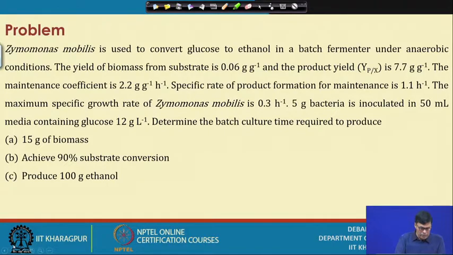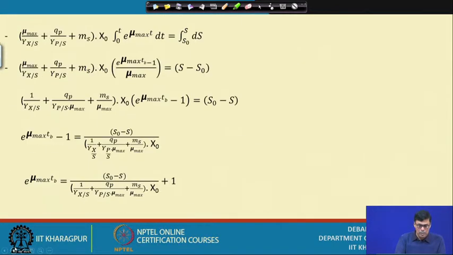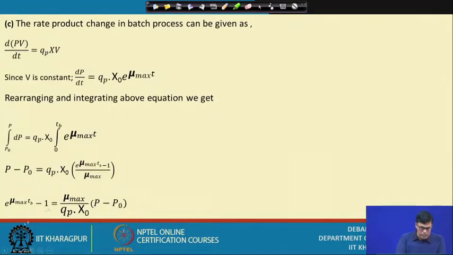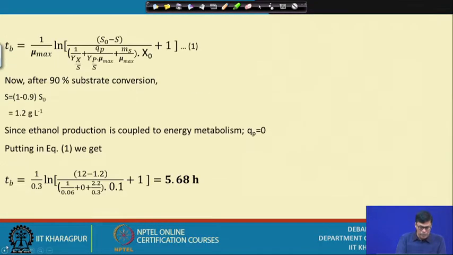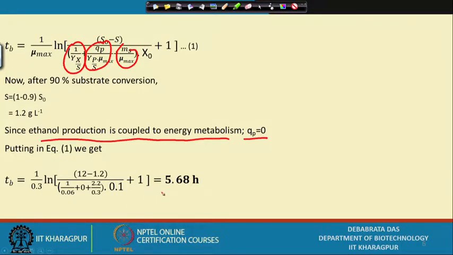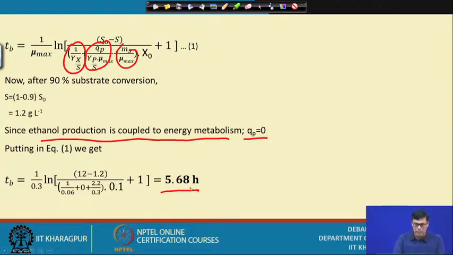Now in this problem, if we assume this is equal to cell mass growth, in this equation you have three parts, am I right? This is the cell mass growth, another is the product formation, and the maintenance. Since ethanol is produced coupled with the energy metabolism, we consider Qp equal to 0. And in that case, the Tp will be equal to 5.68 hours.